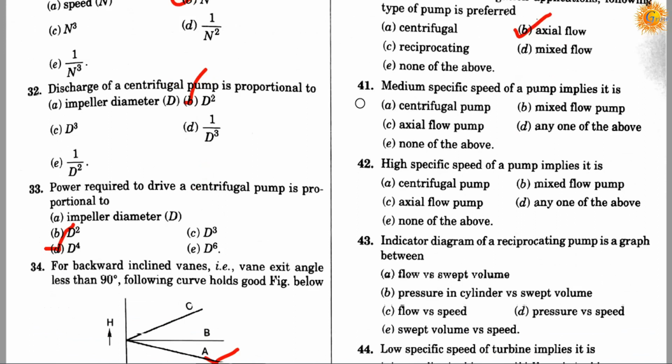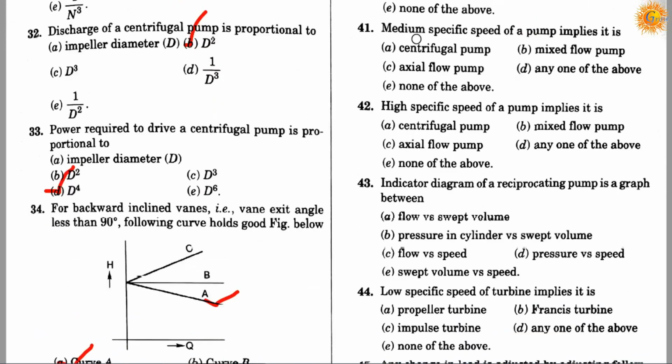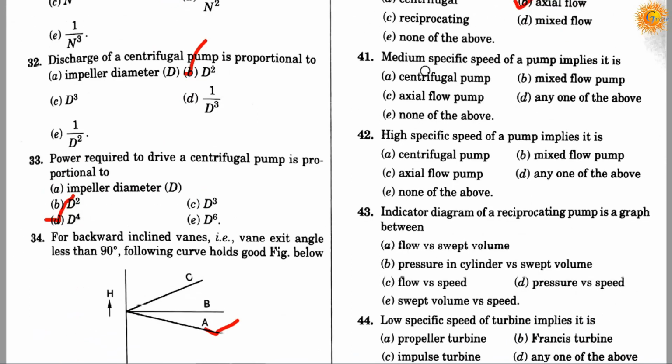Question number 41. Medium specific speed of a pump implies it is: option A centrifugal pump, option B mixed flow pump, option C axial flow pump, option D any one of the above, option E none of the above. Correct answer is B, mixed flow pump. Medium specific speed of a pump implies it is a mixed flow pump.